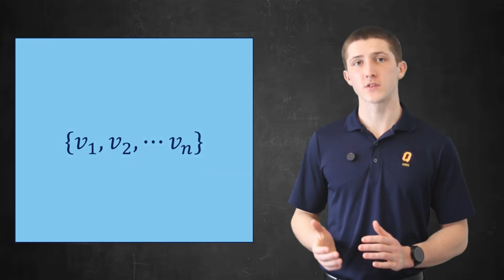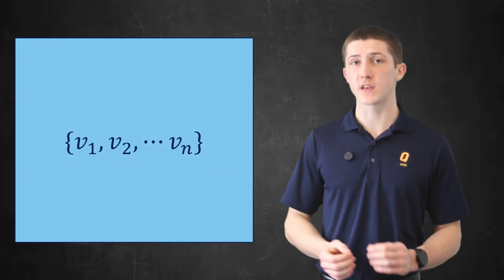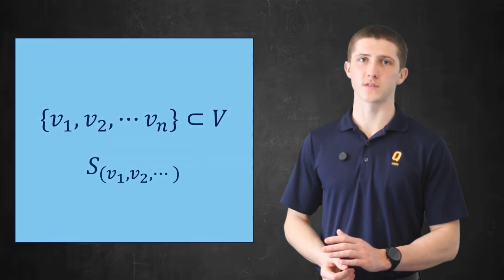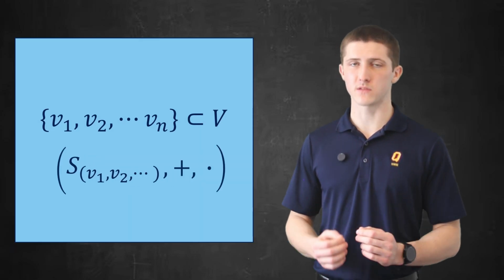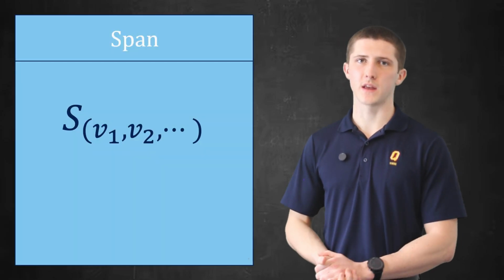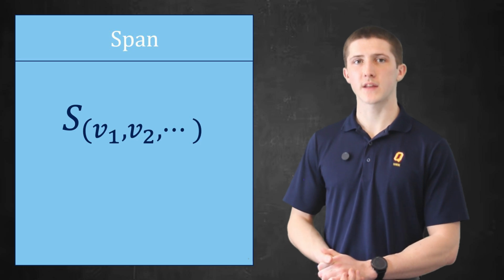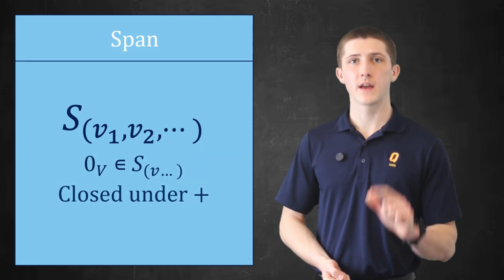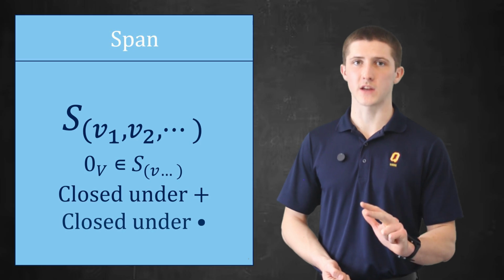If we're working in the vector space V, then a specific set of vectors is a subset of V. But if we take the span of a set of vectors, then we will always have a subspace of V. To prove that the span is always a subspace, we need to check that the 0 vector is in the span, the span is closed under vector addition, and the span is closed under scalar multiplication.